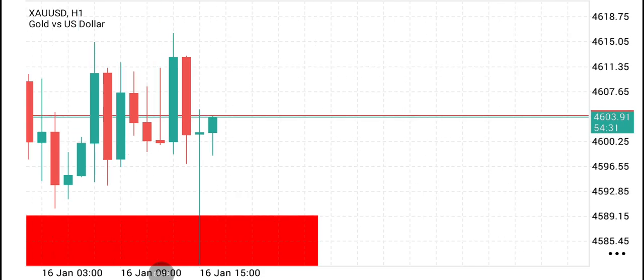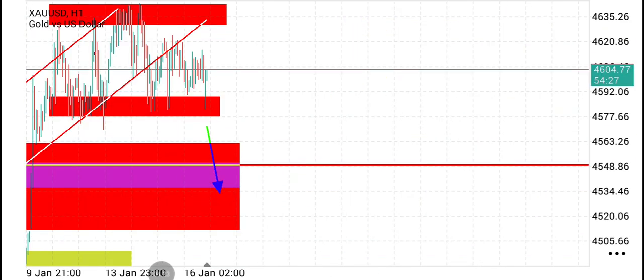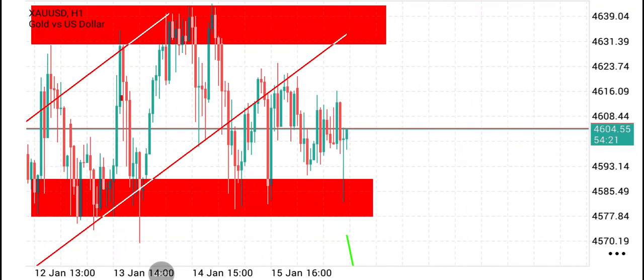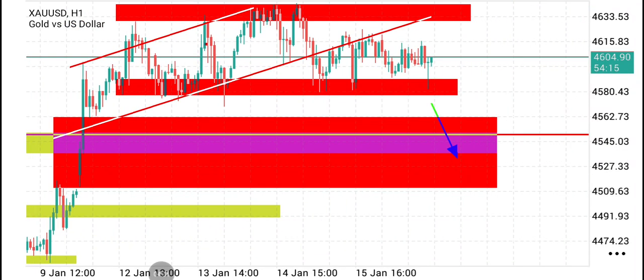Then the next thing I usually do, after 4 hour confirmation, is mark my points of interest. On the 4 hour time frame, I mark my support and resistance zones and my key areas. I mark my fair value gaps, my demand and supply zones, all those zones. And mostly I use trend lines to confirm. So I usually mark these chart patterns.